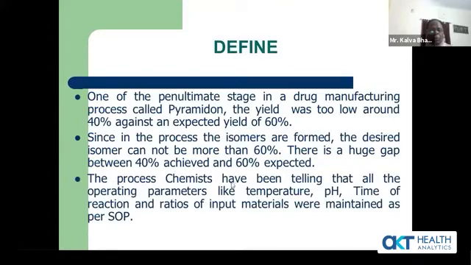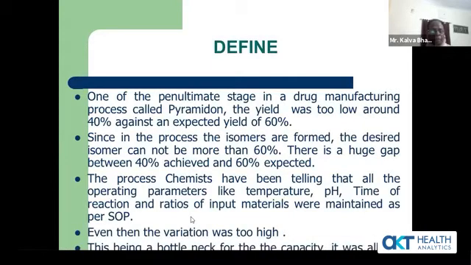The process chemists have been telling that all the operating parameters like temperature, pH, time, etc. have been standardized, and as per the SOP, standard operating procedure, they have been producing it. Even then, the variation was too high. This became a bottleneck for the capacity. It was all the more essential to improve the output.